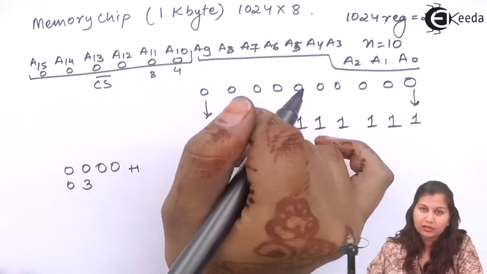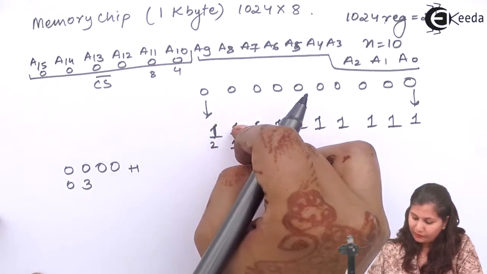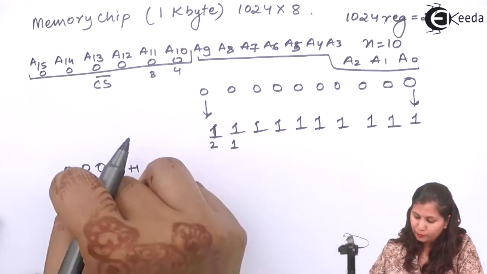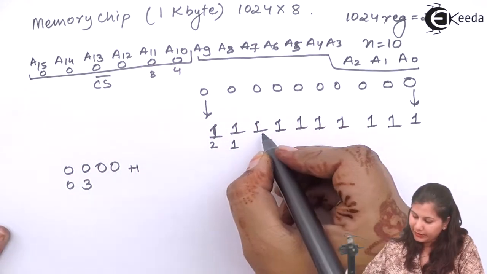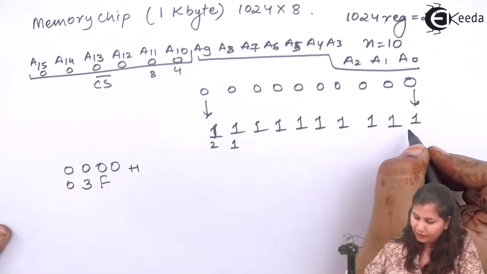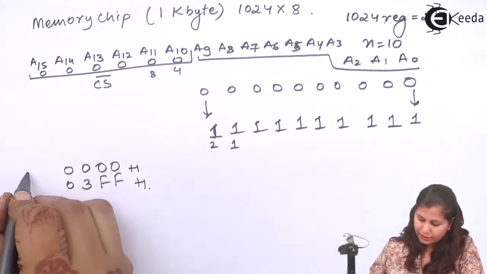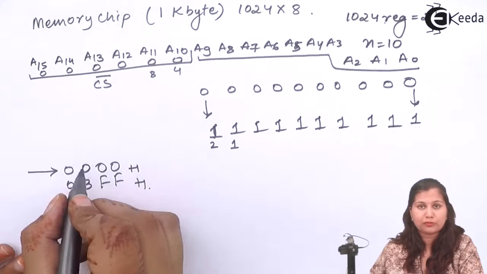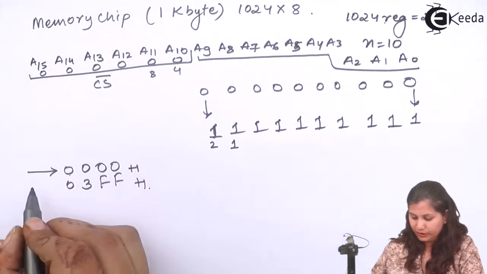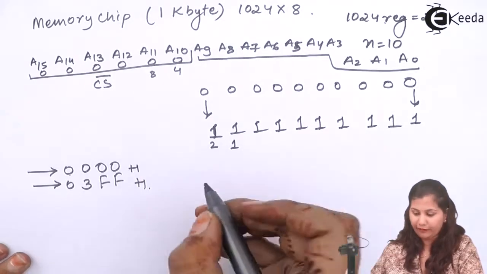8421. This is what we have in the hexadecimal notation. So 2 and 1 are 1, so 1 and this 2 plus 1, it is 3. Then we have 1111, so it is F. Then we have 111 and 1, so it is again F. So first address of the first memory register is 0000 and address of last memory register is 03FF.